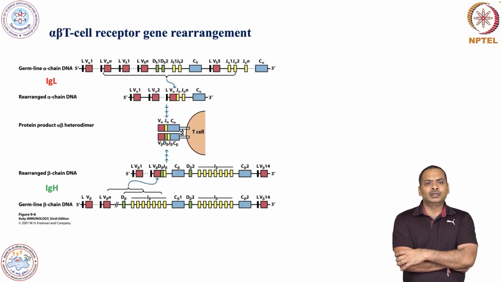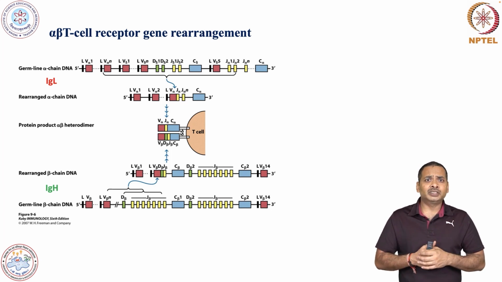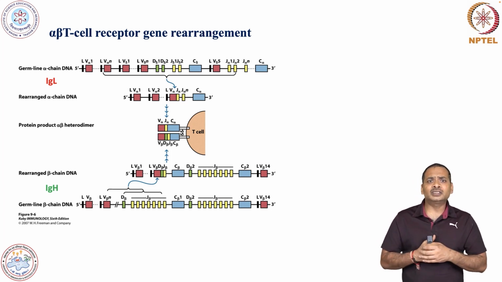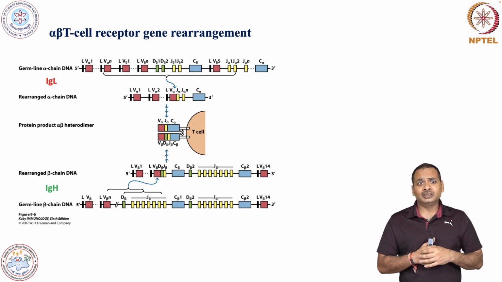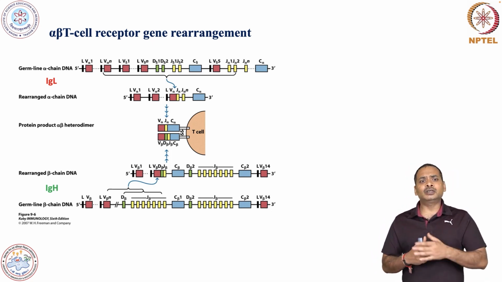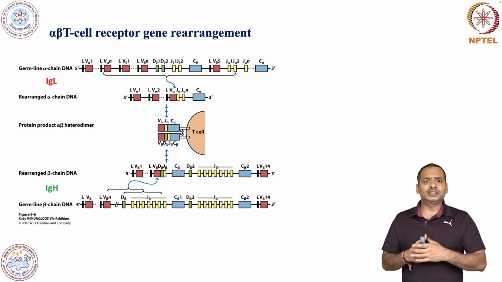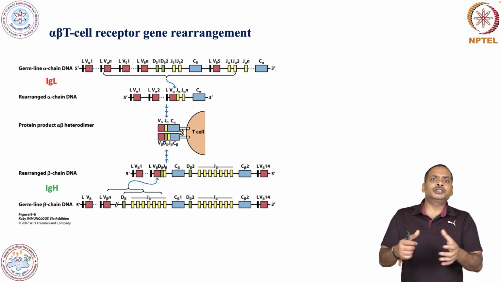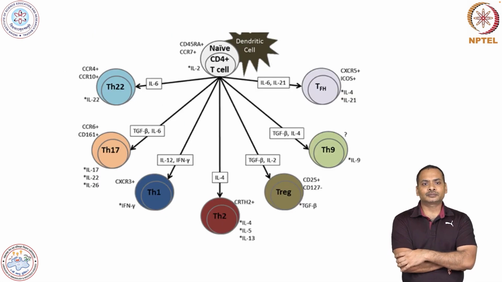Just for your quick understanding, I am showing the gene rearrangement in the case of the alpha beta T cell receptor. Here you can see that there is an alpha which is like an immunoglobulin light chain, and there is a beta which is like an immunoglobulin heavy chain, and there will be a recombination as I explained in the case of B cells. It is quite similar, and then the mature alpha beta TCR will appear on the T cells.